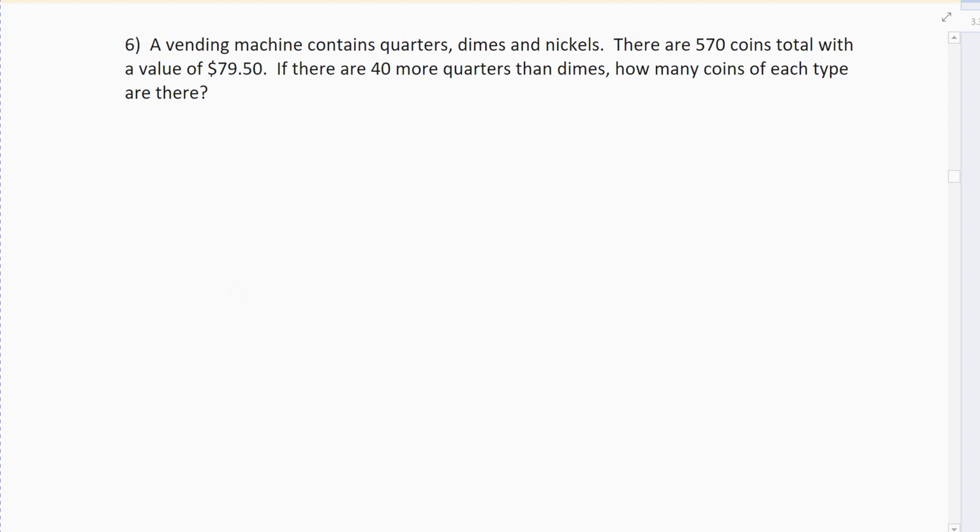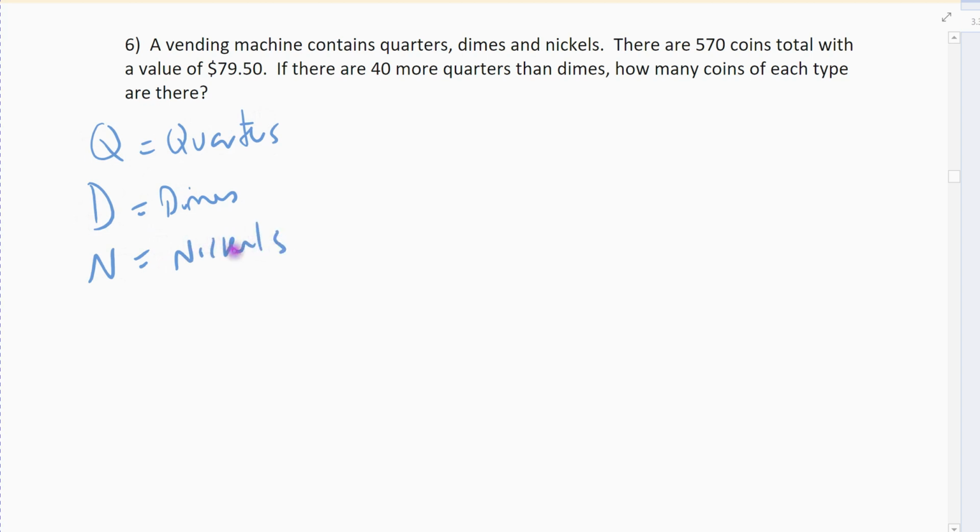Alright, so I'm going to let Q be quarters, D be dimes, and N be nickels. You can do X, Y, Z if you want, that's fine too. I think it's sometimes easier, though, to label them with whatever it is you're solving, because it's easier to remember what you're solving.